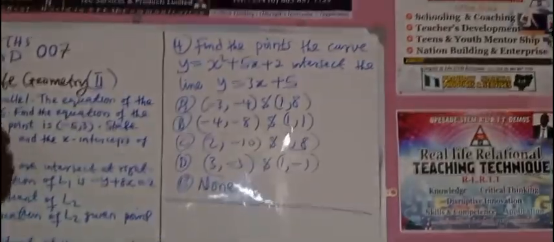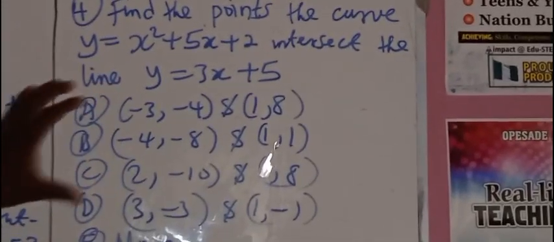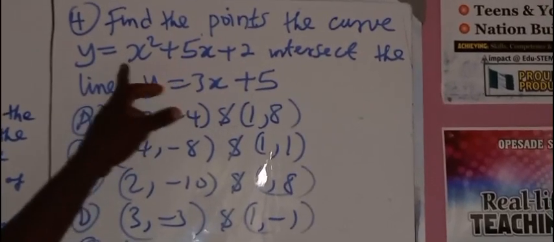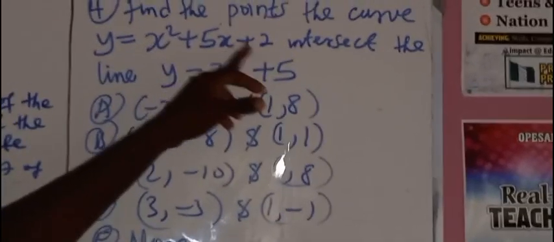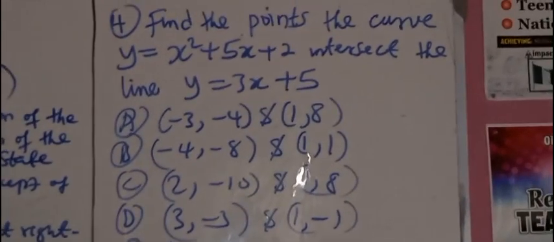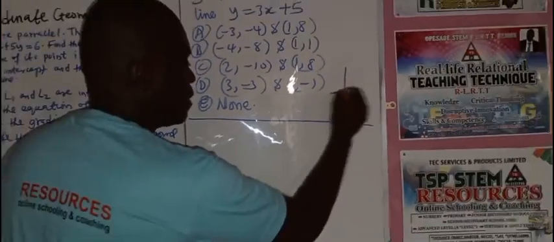Now let's start from this number 4 so that I can clean this place. Please, camera, help me focus on this. Find the points. You remember this is a curve, and this quadratic curve, x squared plus 5x plus 2, intersects the line y equals 3x plus 5. Find the points. That means when a quadratic curve like this, please focus on this.